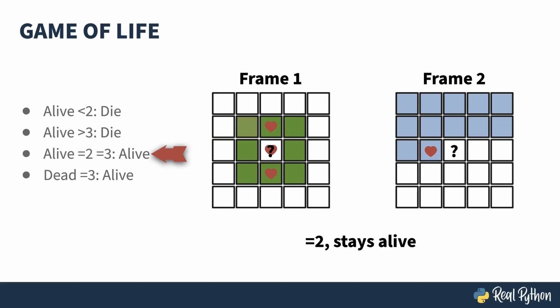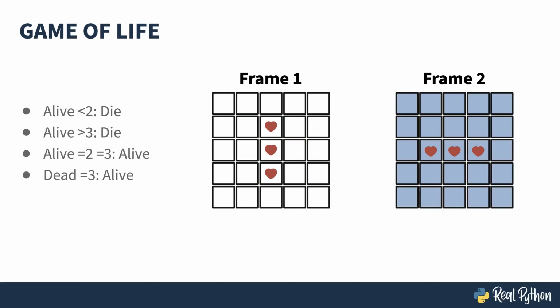Moving one cell to the right, the center cell is alive and has exactly 2 neighbors, so the third rule is run, leaving the cell alive. And this is the final state of the second frame.